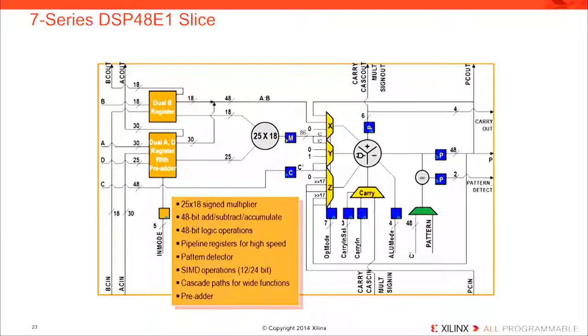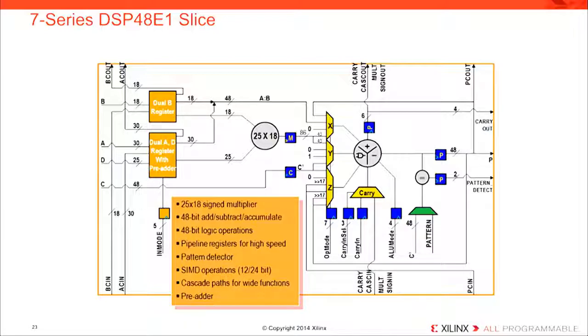Then it has multiplexers, so you can get a multiplier output, you can get straight output from the B path or A path, or you can have straight from the D or C path. These are the various input ports you have. They are 18 bit, 30 bits, 25 bits, 48 bits. When you want to cascade to adjacent DSP-48 slices, the output of this 48 slice can go in as an input of C.